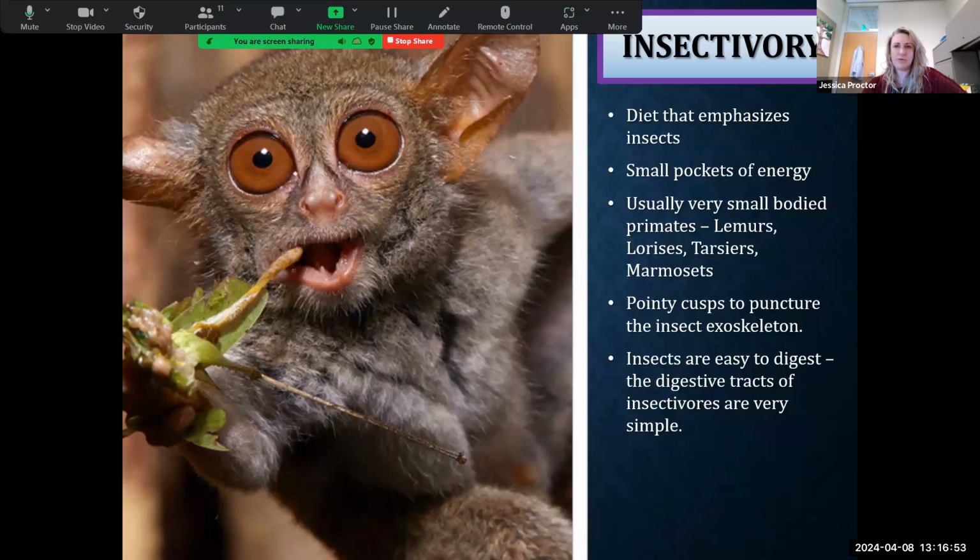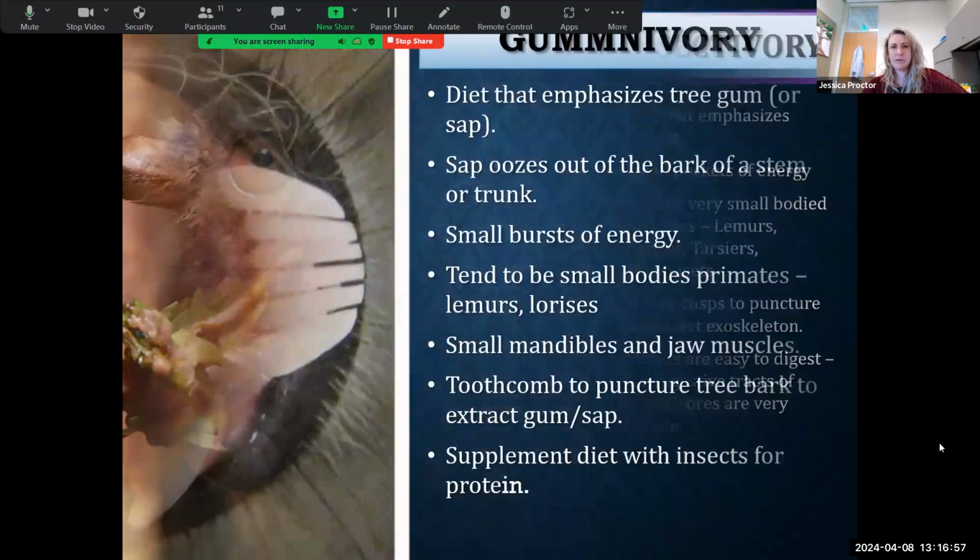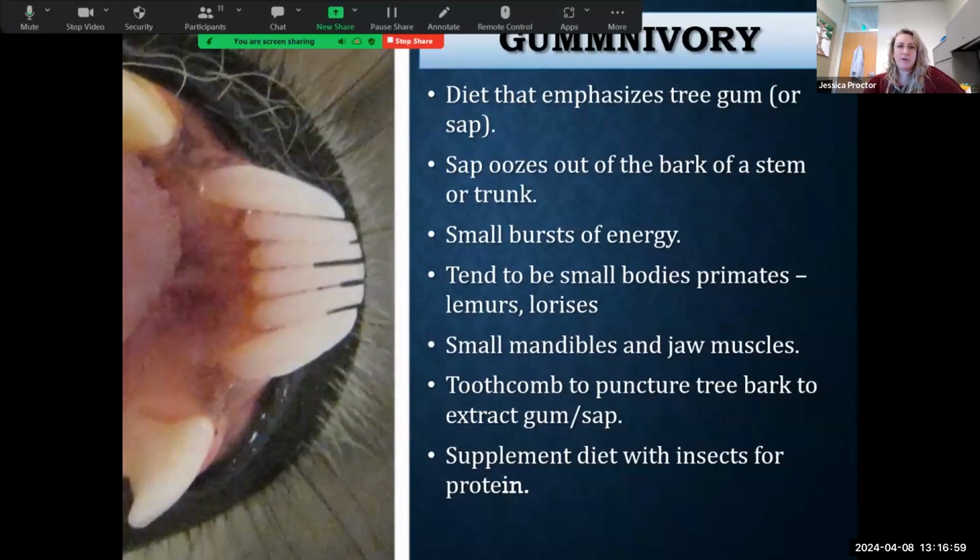Okay, so that's insectivores. All right, next type we're going to talk about is gumnivory. When I say gum, I mean the sap that's inside tree bark. Generally, those that are gumnivores will also tend to eat both insects and tree gum. So just like insects are small bursts of energy, they tend to be small-bodied primates that are insectivores slash gumnivores.